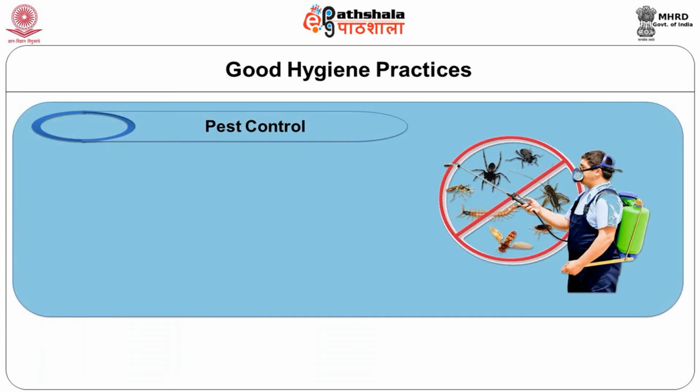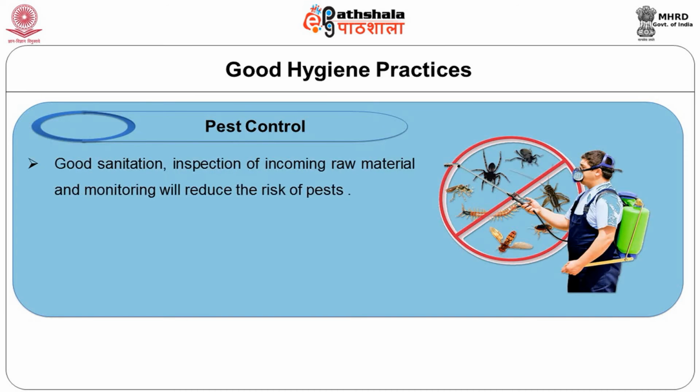So, when we come to pest control, very specifically, what are the things we are supposed to control? One is good sanitation, inspection of incoming raw materials and monitoring, which will reduce the risk of pests, because they should not bring any pests when the raw material is being taken. Then the first thing is you have to prevent access. What is the access for pests? You should understand and then prevent that.